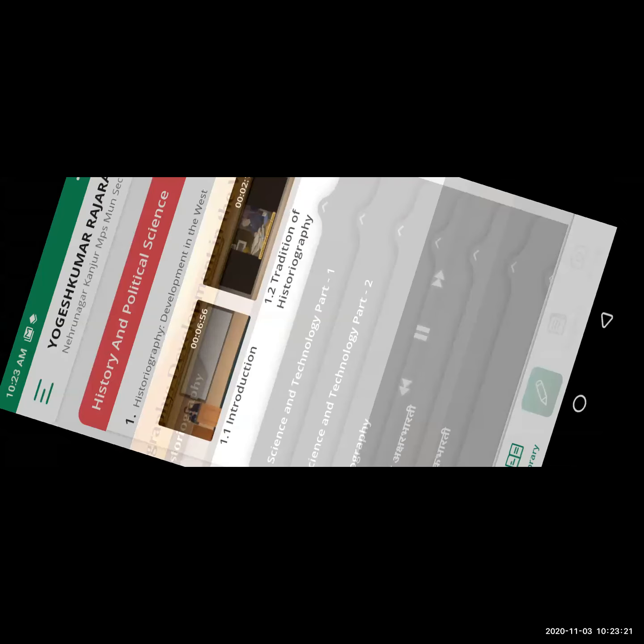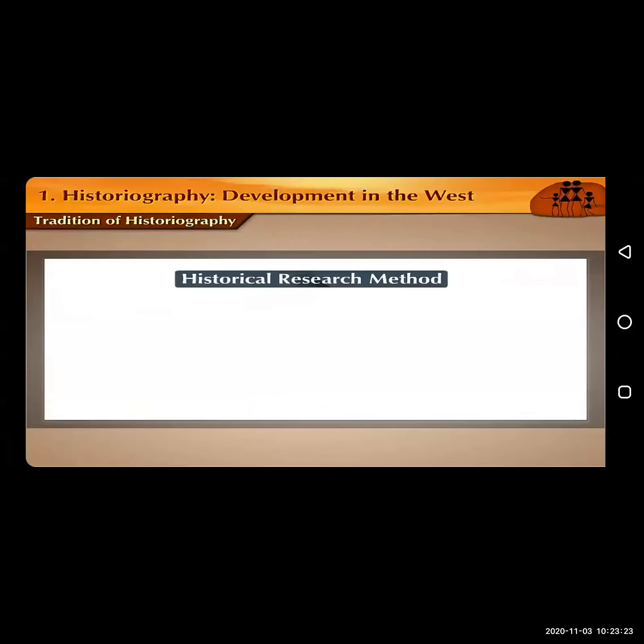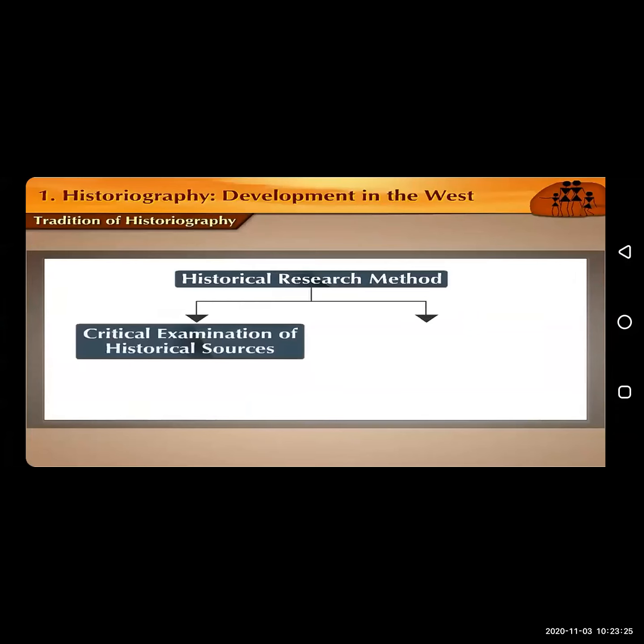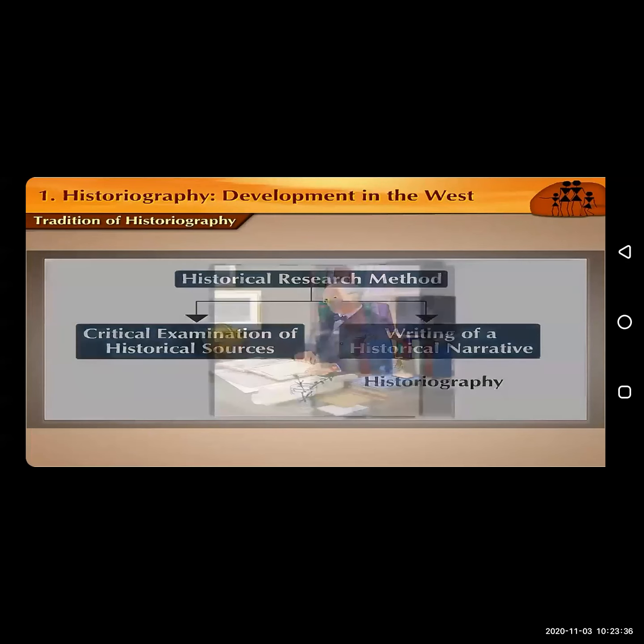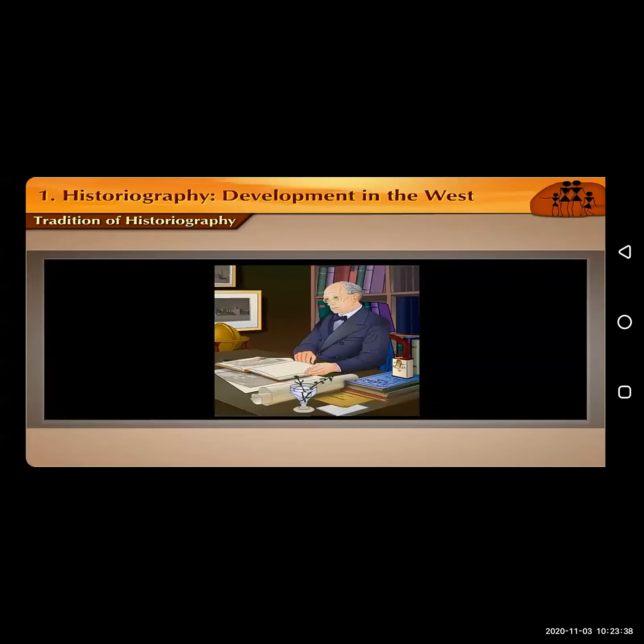Historiography. So far, we have learned about the historical research method, which includes critical examination of historical sources and writing of a historical narrative. This writing of critical historical narrative is known as historiography, and the individual or scholar who performs this task is known as a historian.